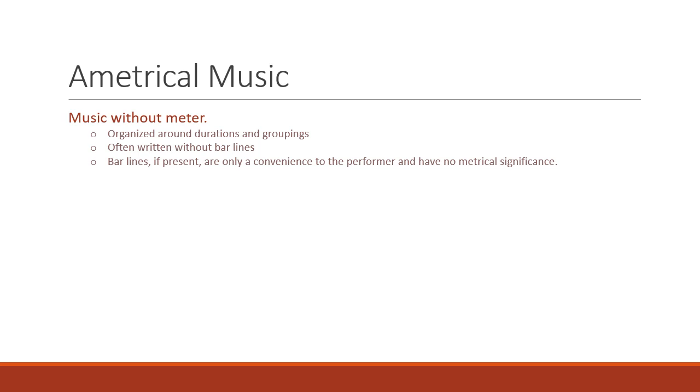Ametrical music is simply music without a meter, which means no time signature and no regular pulse groupings. It is organized only with note durations and groupings at the local level. Often there are no bar lines, but if bar lines are present, they're only a convenience to the performers so they can stay together. Gregorian chant is an example of ametrical music.